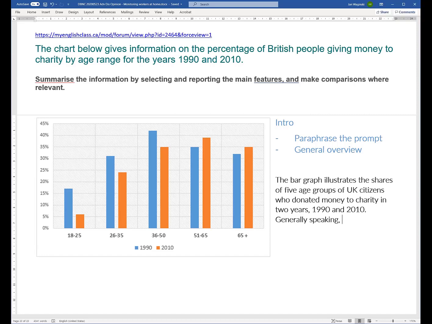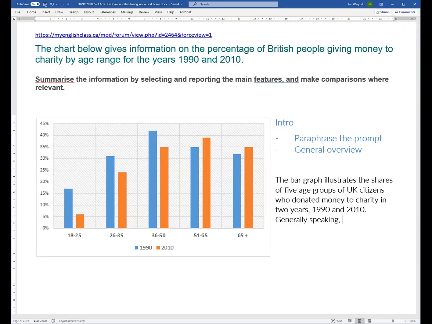With increasing age, the percentage, but this is not according to the middle age. In 1990, the percentage of charity giving increases with age, then starts to decline a little bit. But for 2010, with increasing age, the percentage of people who give to charity increases. There's a more obvious pattern.